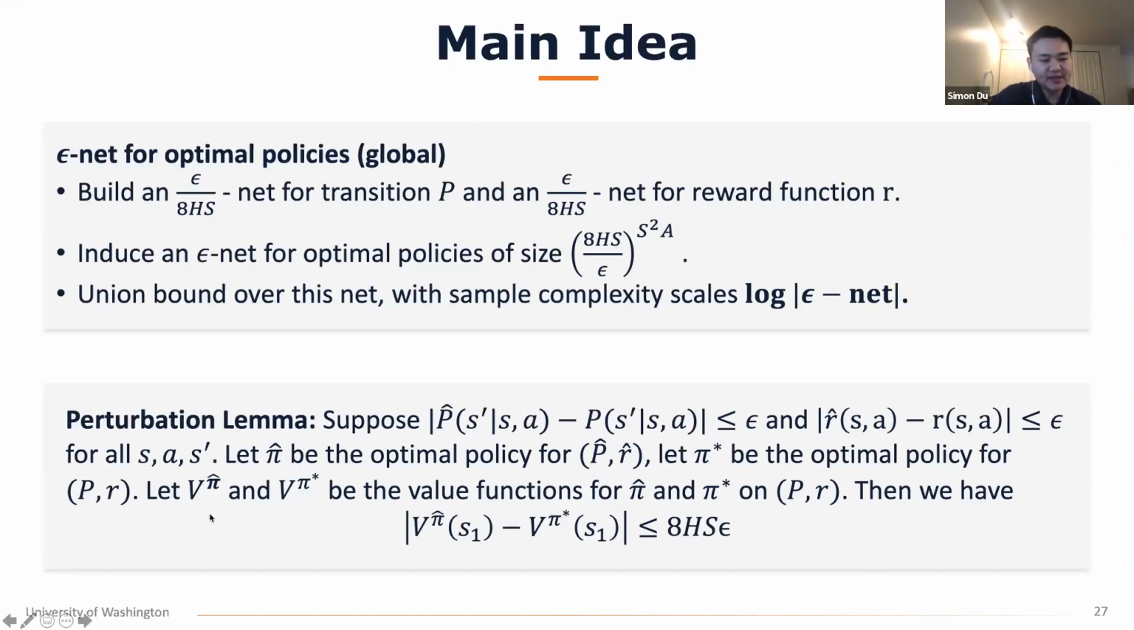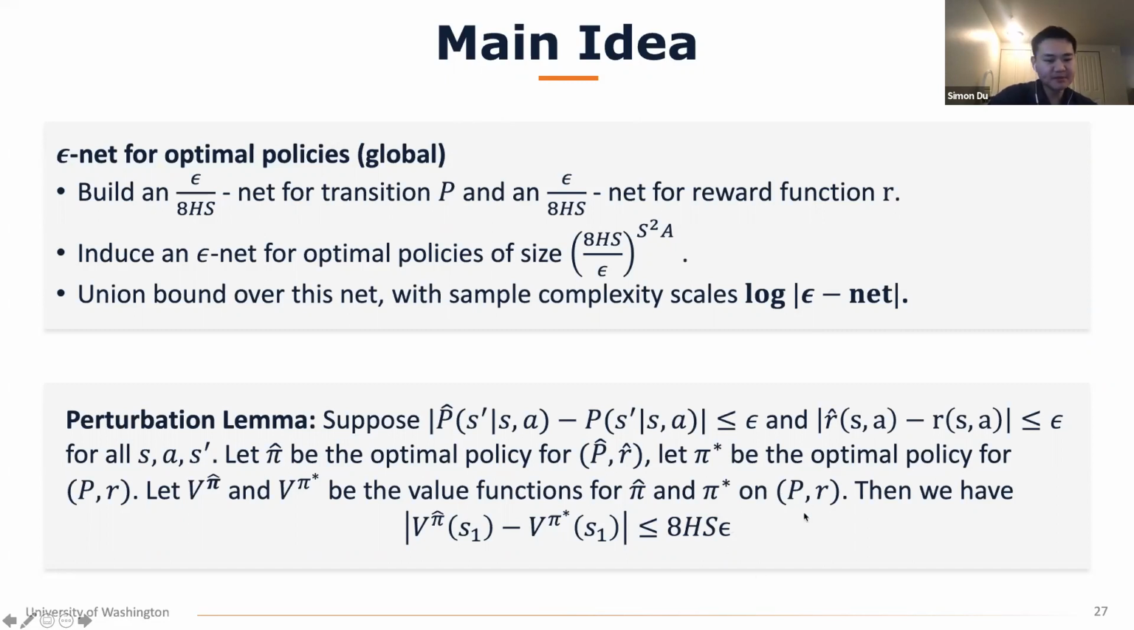The expected total reward of pi hat I'll denote as v pi hat, and the expected total reward, or value function, of pi star, I'll denote as v pi star. These are the expected total rewards on the true instance, p and r. We can prove this perturbation bound: if you are epsilon accurate in terms of transition and reward, then they will induce a policy which is 8H epsilon close in suboptimality to pi star on the true instance.